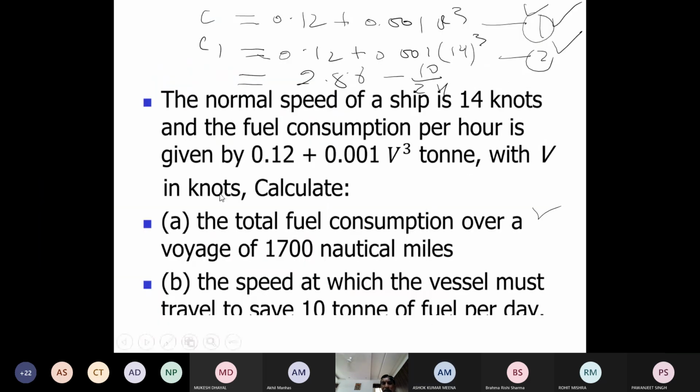24 hours का voyage लेके, हाँ, जो पहले कर रहे थे न्यूमेरिकल उसके हिसाब से नहीं कर सकते? जैसे एक दिन का distance निकाल लेंगे 14 knots से और 1700 दूसरा distance है हमारे पास, उससे नहीं कर सकते? Daily consumption भी है हमारे पास.